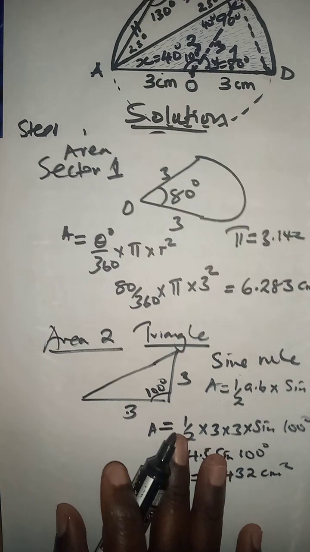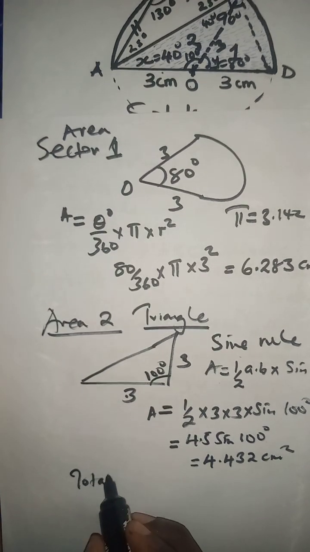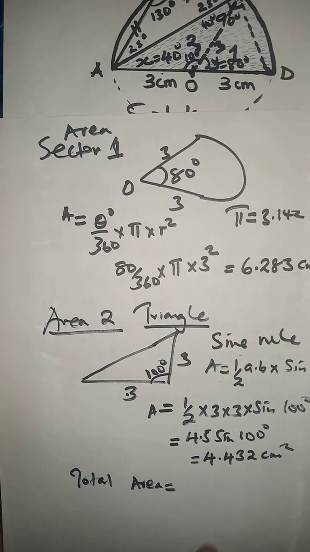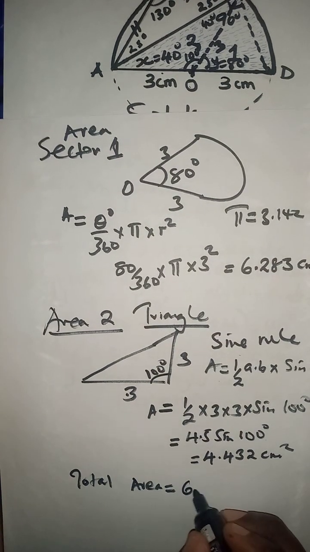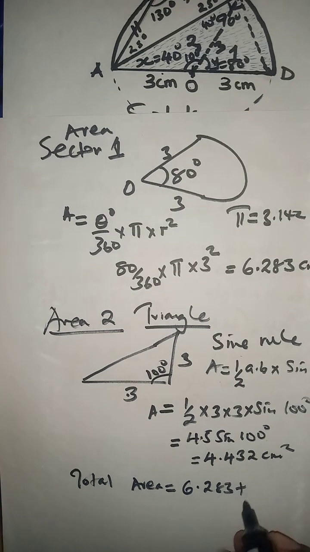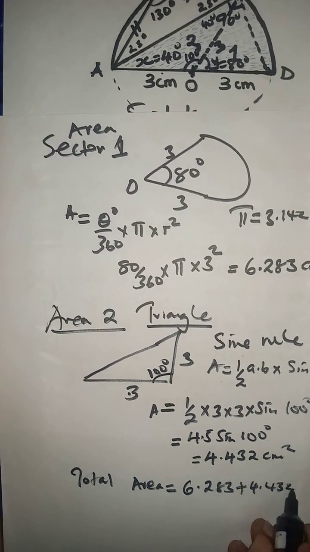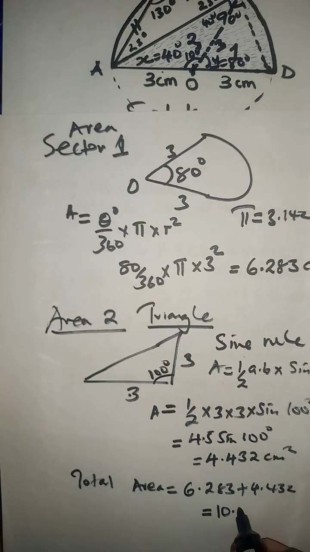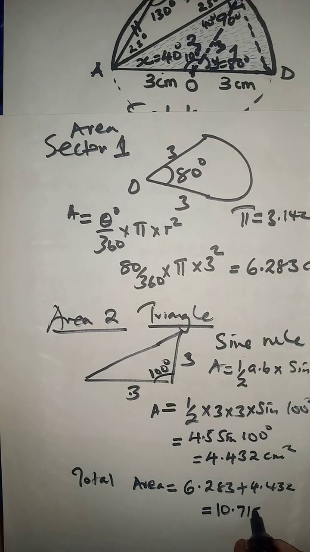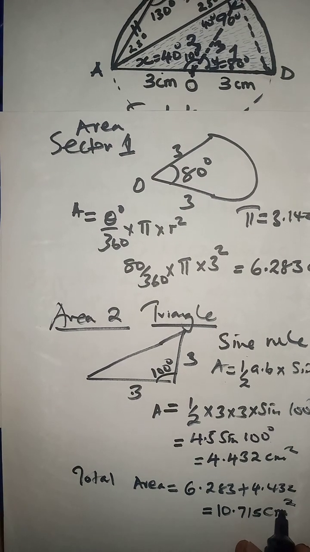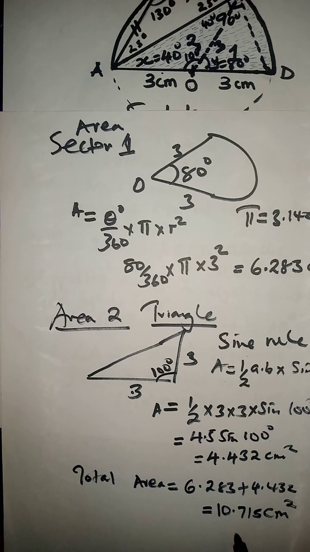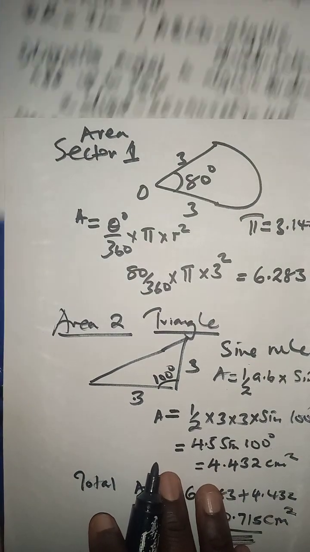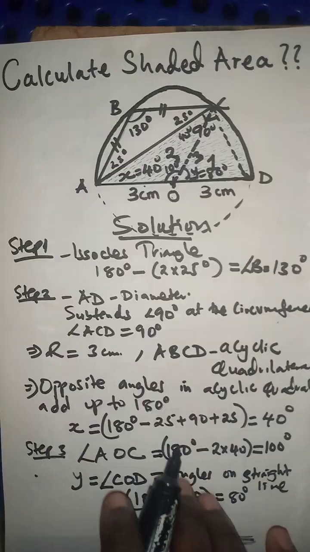centimeters squared. And for the total area, I'm going to add area 1 and area 2, so that I get the total area as 10.715 centimeters squared as the required area for this shaded part ACD.